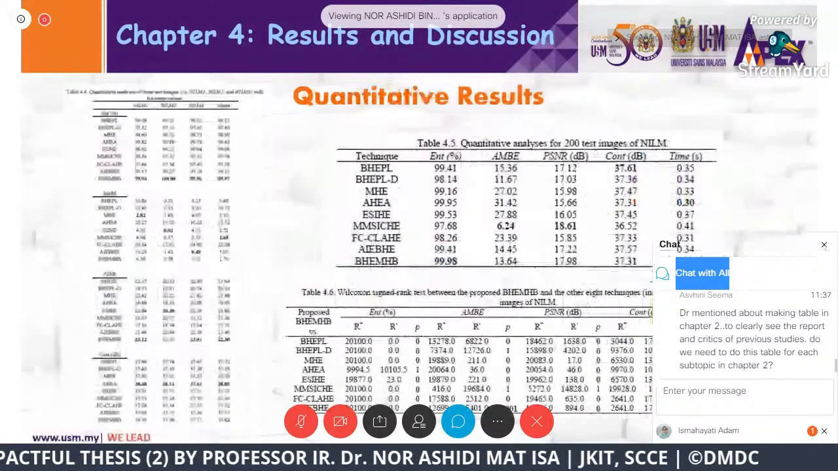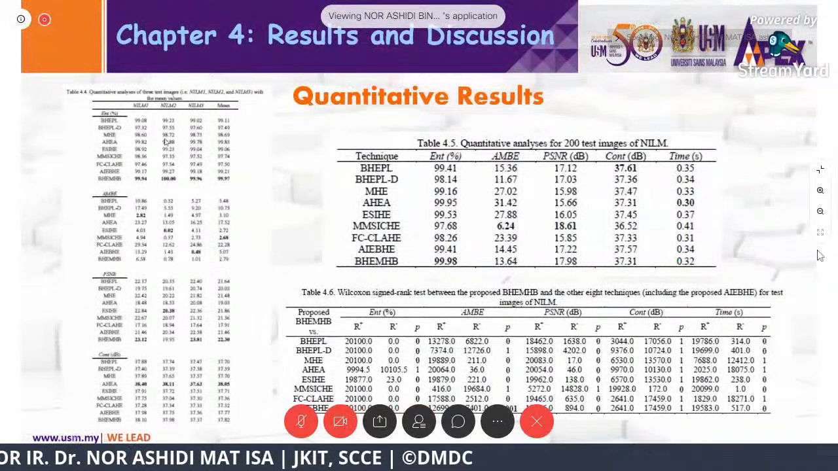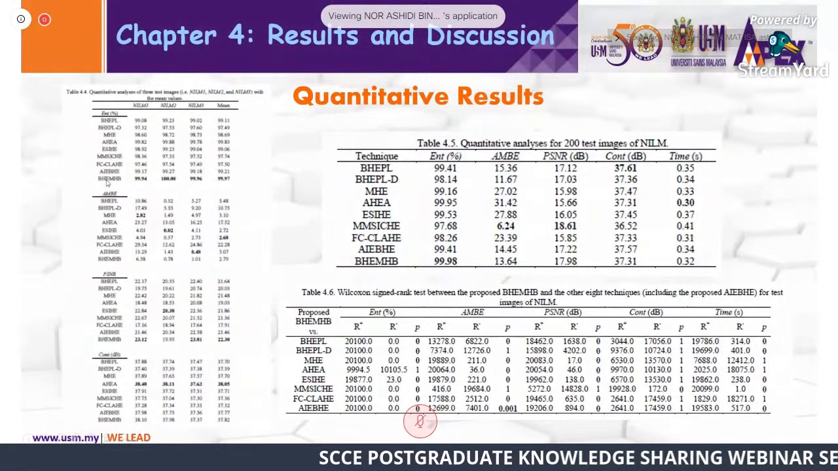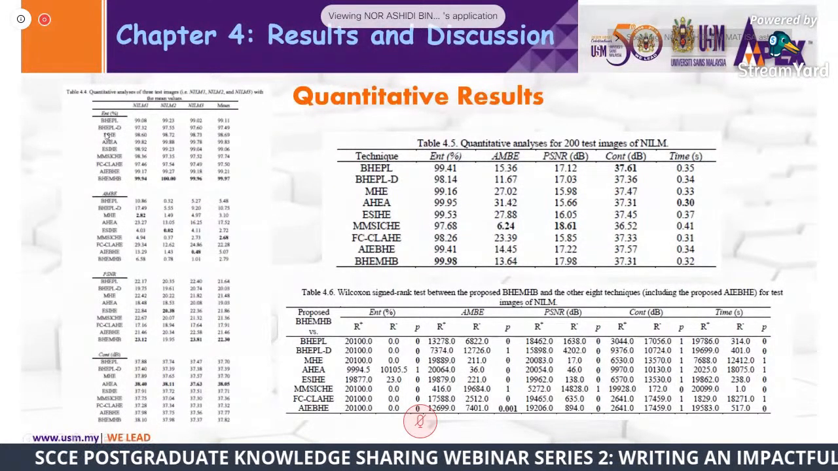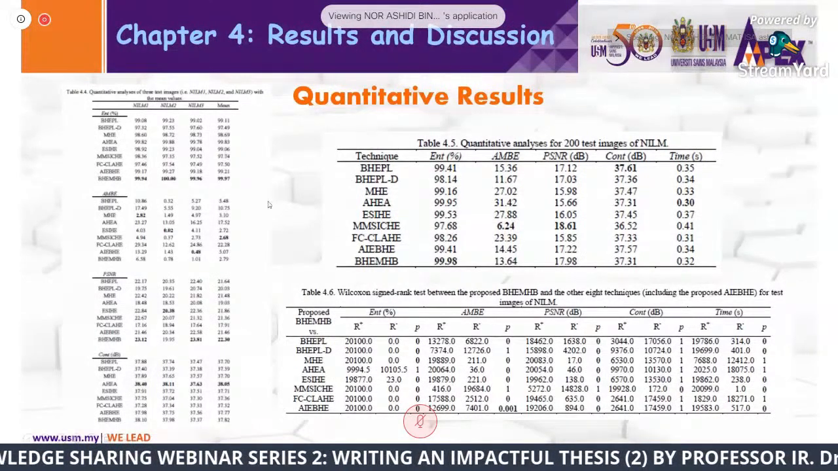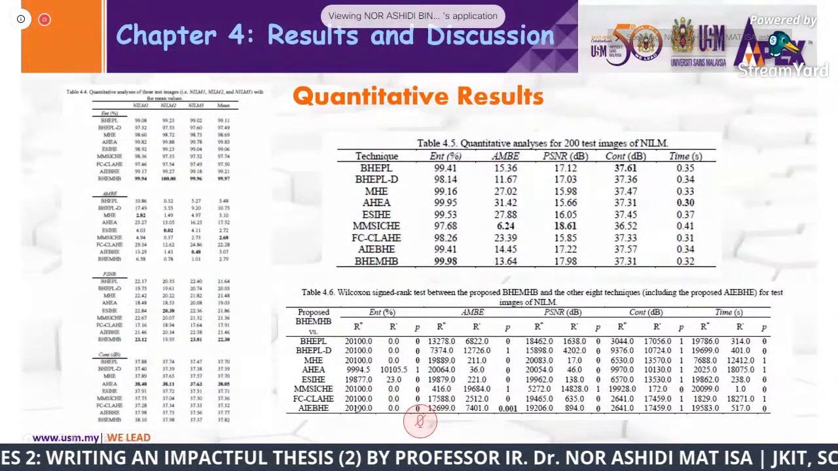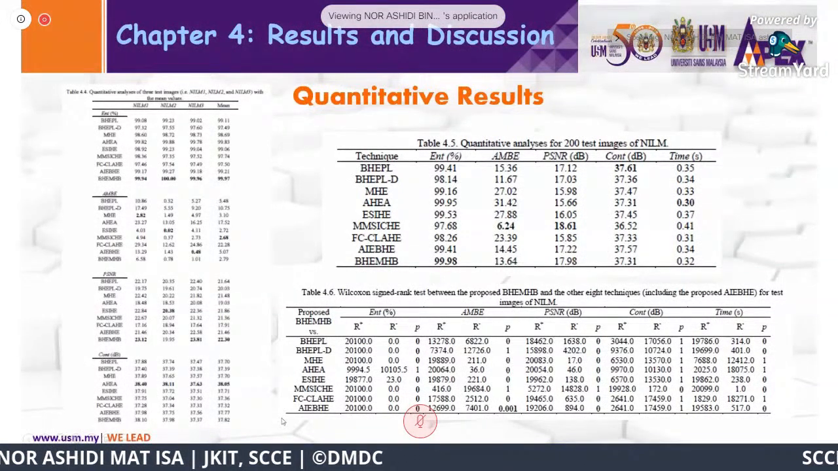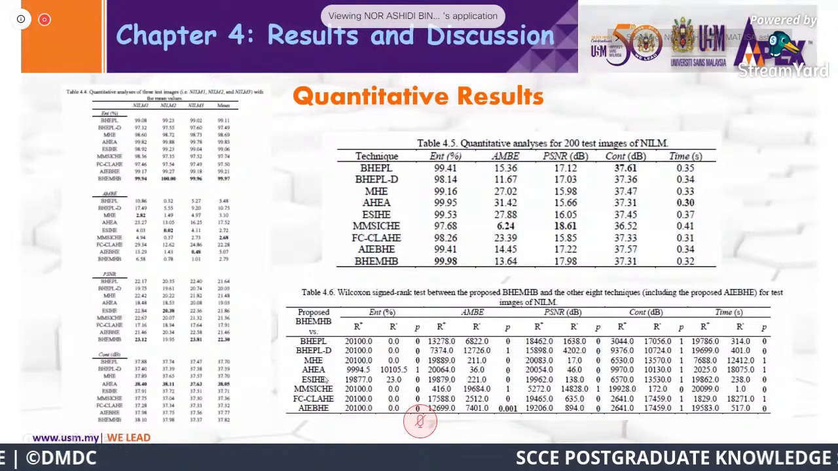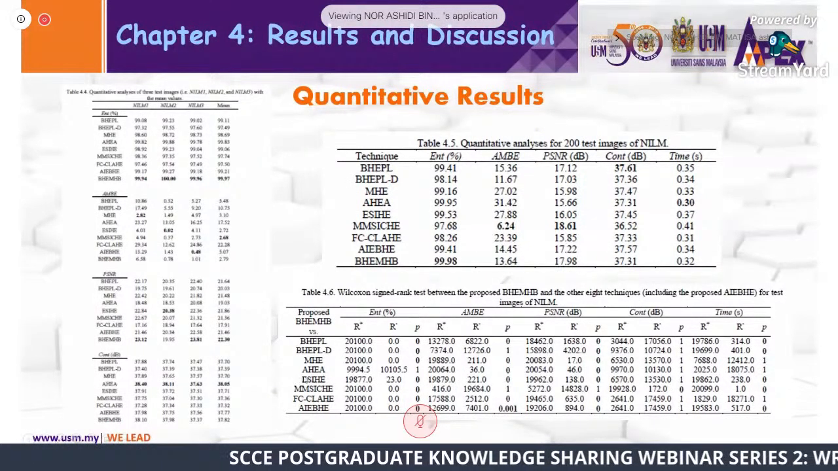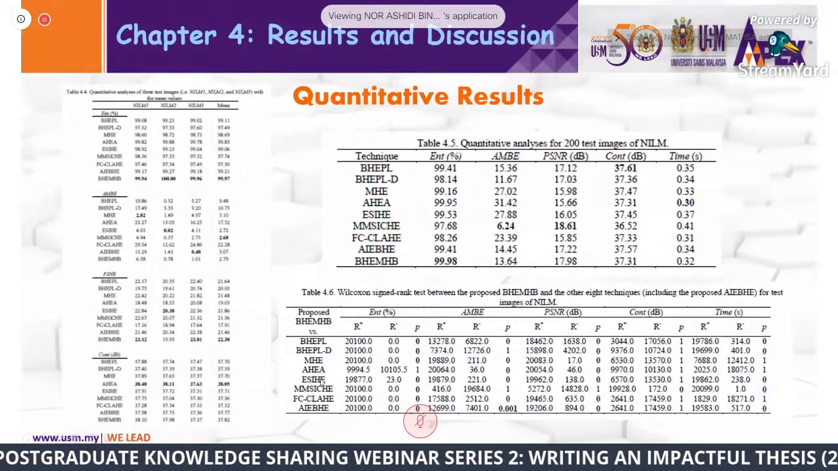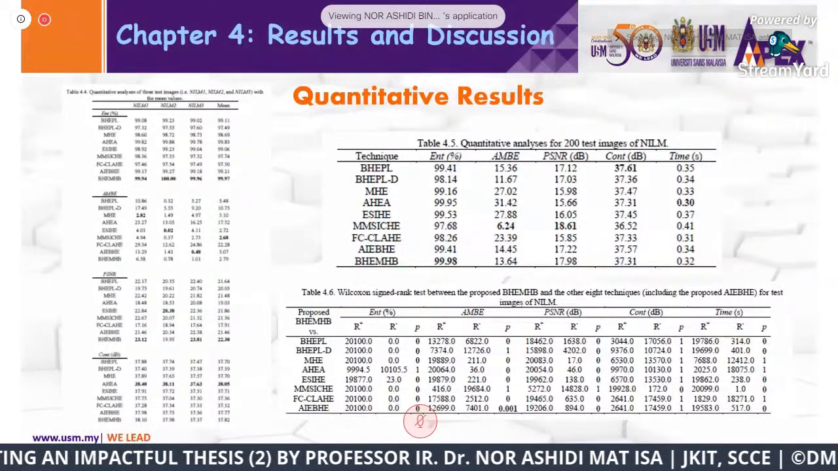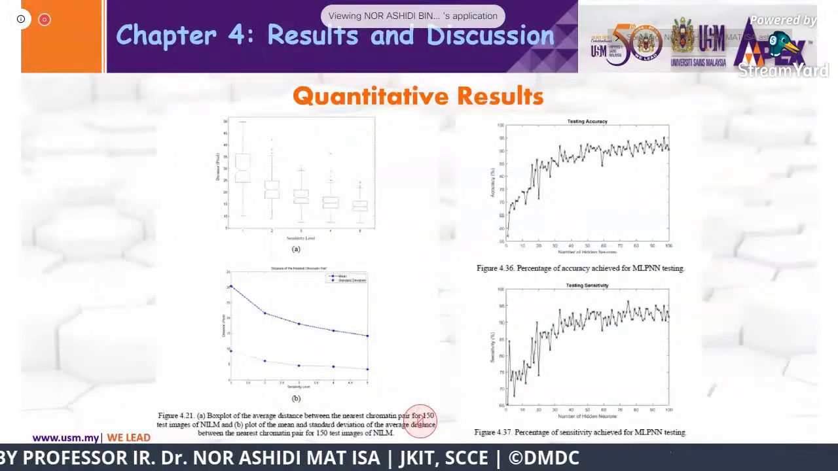And then these are quantitative results. For example, this is the proposed technique and this is the previous one, so I compare them together. You must make sure there is enough information and enough comparison. You need to do the comparison thoroughly. If you have more techniques to compare with, it is better. This is also another quantitative result in graph form.